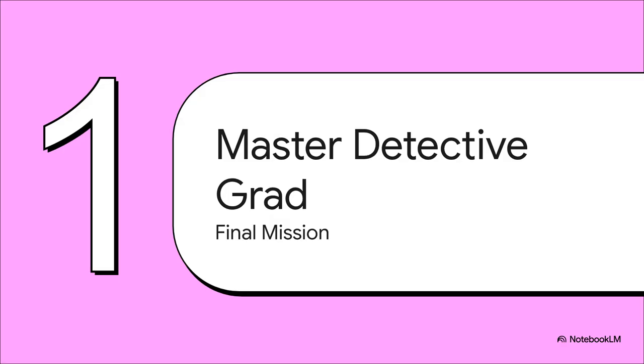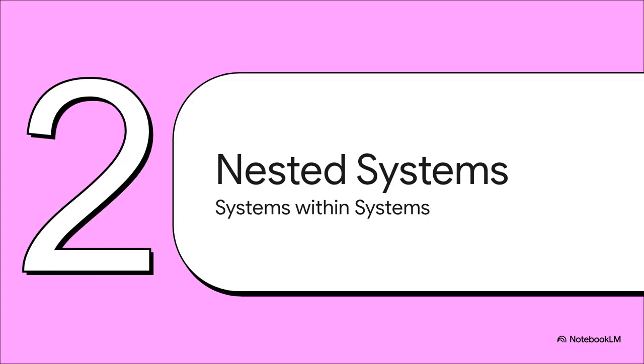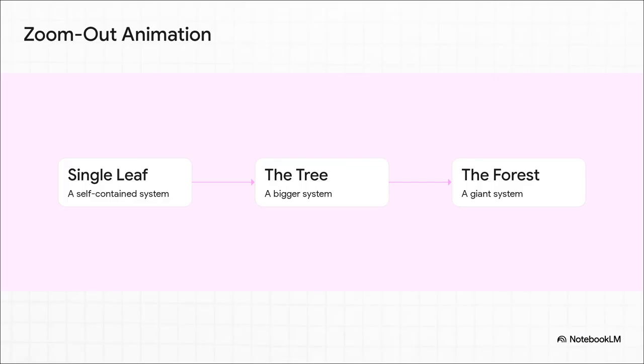Section 1, Master Detective Graduation. Section 2, Exploring Nested Systems. To really grasp the architecture of the world around us, we need to understand a concept that is the absolute core of our investigation today: systems existing entirely within other systems. Imagine a zoom-in, zoom-out camera right in front of you.